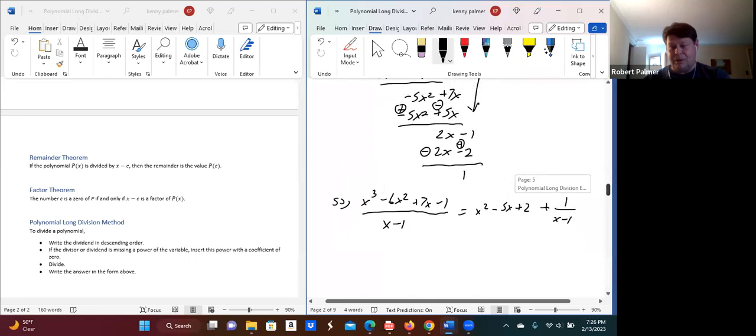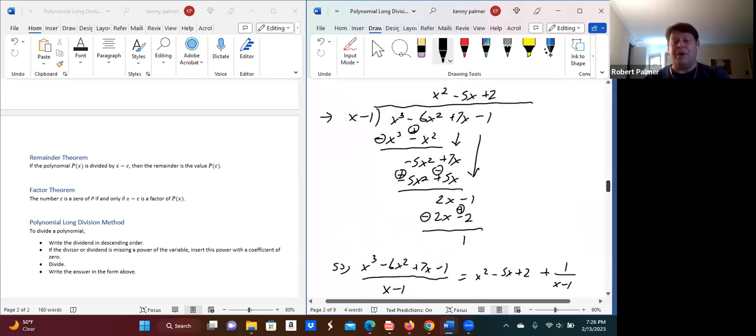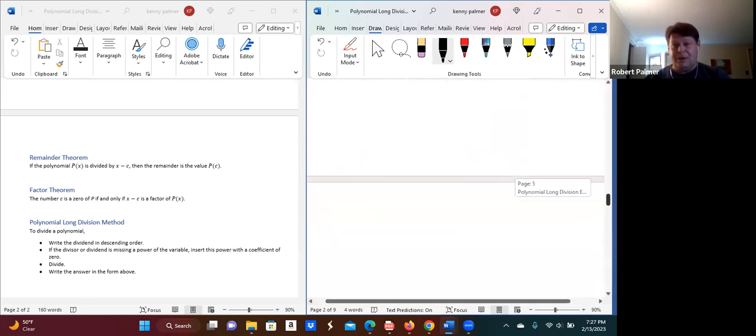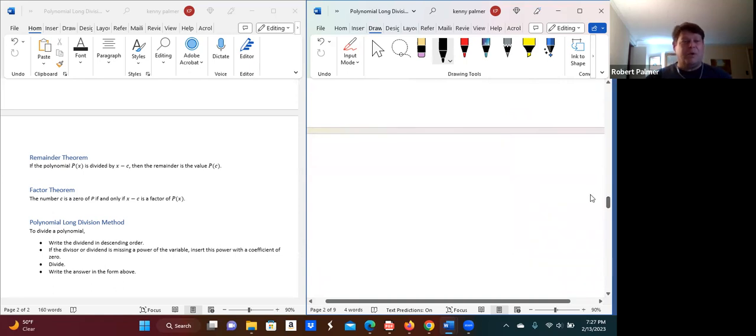And then you can check this on your own with the remainder theorem. We divided by x minus 1 and got a remainder of 1. We plug +1 into this, since we switched the sign, and you'll find you get the remainder of 1. Okay, now let's ask a few more questions.